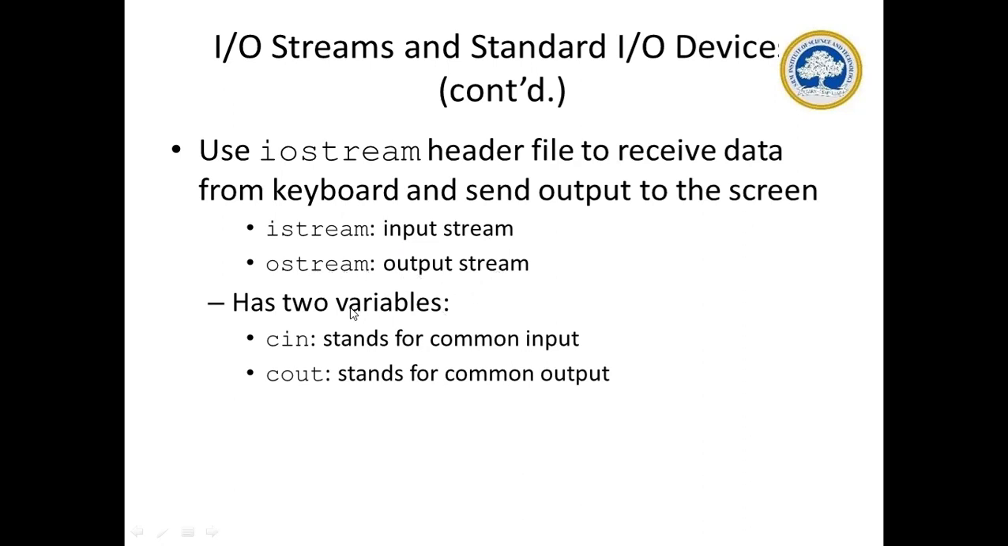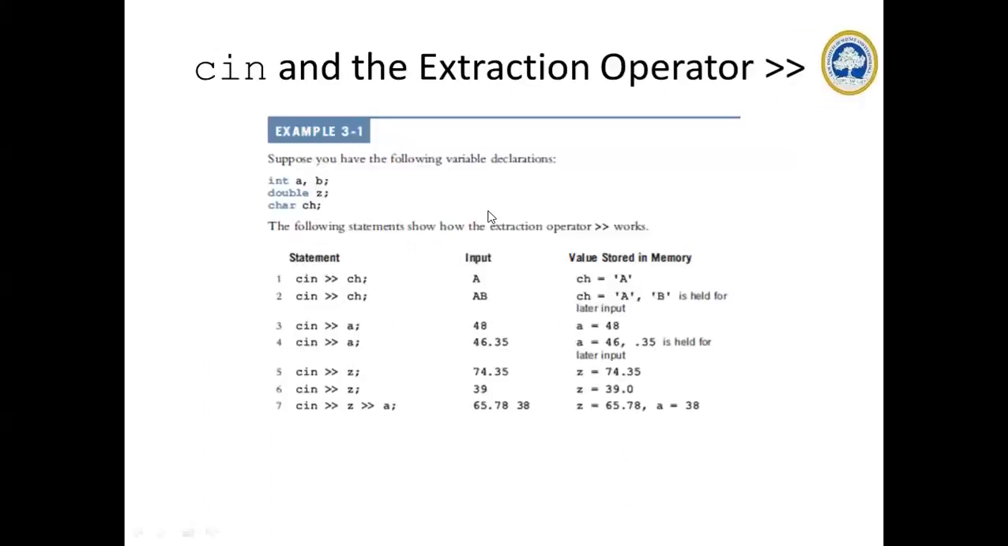There are two important objects called cin and cout. cin stands for console input and cout stands for console output. Now you are going to see how to use cin in your program. Here you see there are three different types of variables: a and b of type integer, z of type double, and ch of type character.